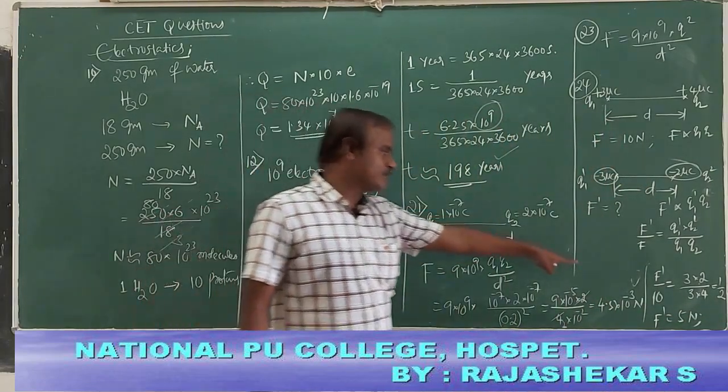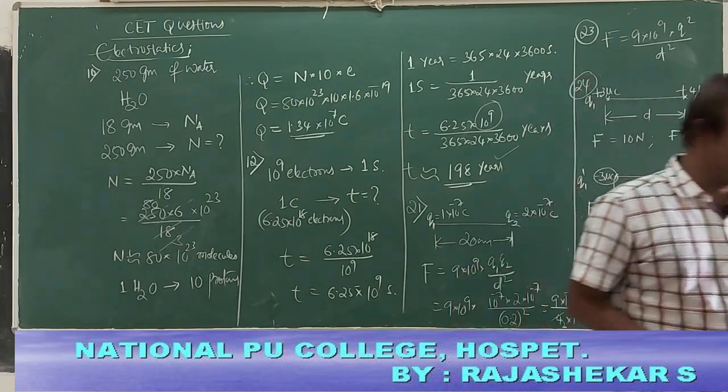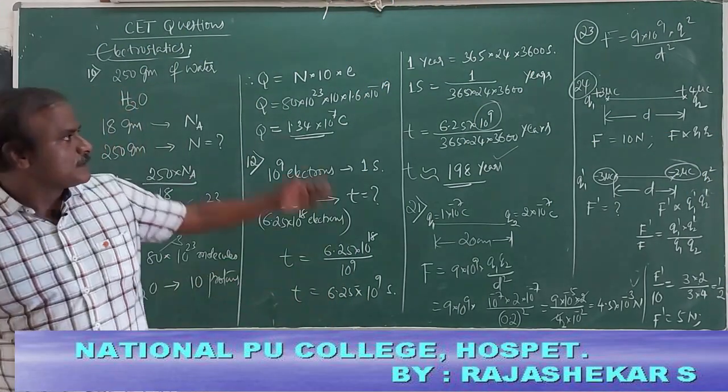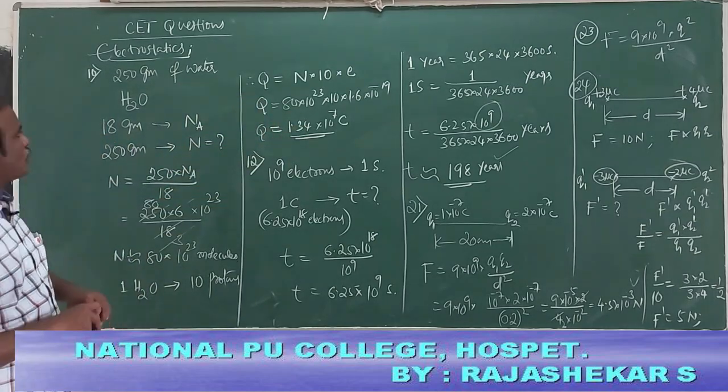F by 2, F is 10, so 10 by 2, 5 Newton. The answer is 5 Newton. So remember, we have worked out some 4 questions and we will continue.